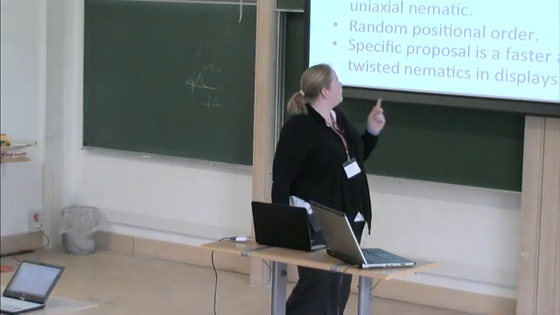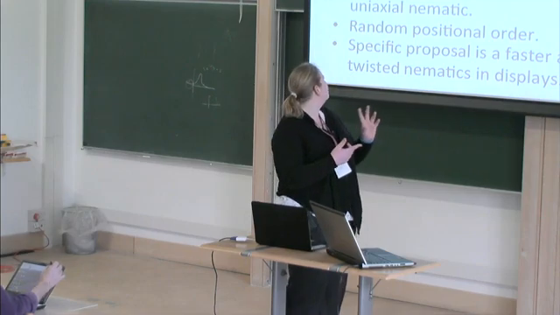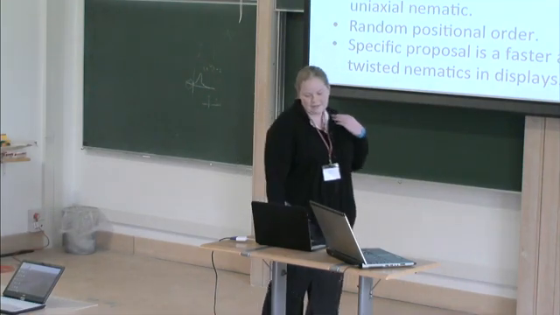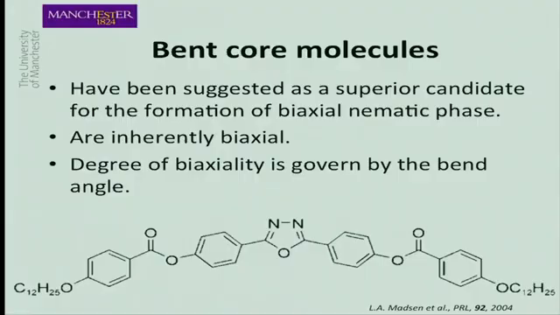It's got 3 orthogonal axes, and that's what can make it faster, because it's only like a 120 degree difference. It's got less rotational order than the uniaxial nematic. So one of the proposals for doing this is to use bent core molecules. These have been suggested as a superior candidate for the formation of a biaxial nematic phase because it's biaxial shaped in itself anyway. And the degree of biaxiality is governed by the bend angle.